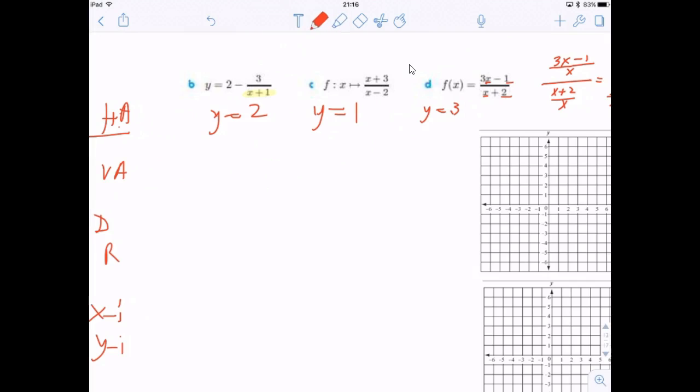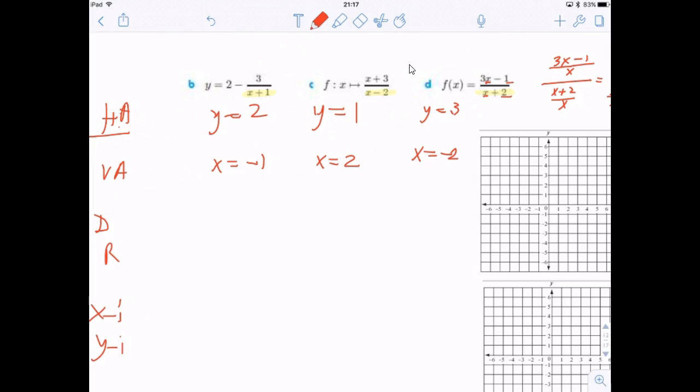We're going to get 0 in the denominator when x equals negative 1. So our vertical asymptote is x equals negative 1. What about this one here? When do we get 0 in the denominator? If x equals 2. So our vertical asymptote is x equals 2. What about this one here? Our vertical asymptote occurs when x equals negative 2. So that is x equals negative 2.